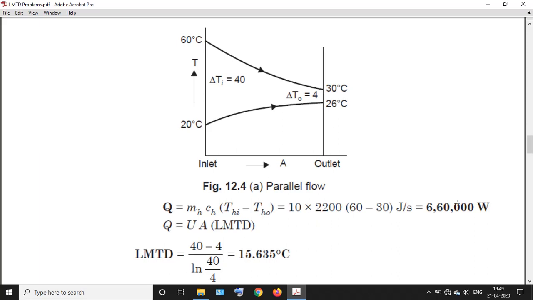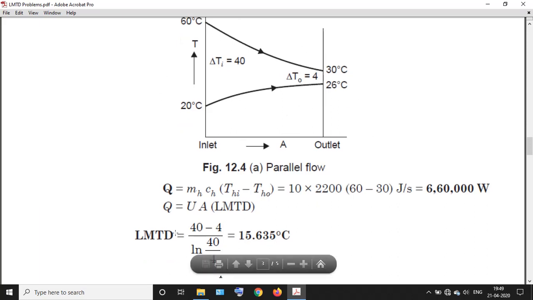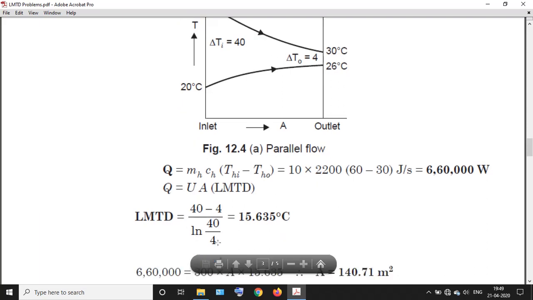Okay, so now we know the heat transfer value Q. If we equate this Q value to U A LMTD, the area A can be estimated. U is already given in the question, A is what we need to find, and LMTD can be found out for a parallel flow heat exchanger. Now this LMTD equation is based on the basic equation, which is delta T1, the temperature difference at the inlet, minus delta T2, divided by ln of delta T1 by delta T2.